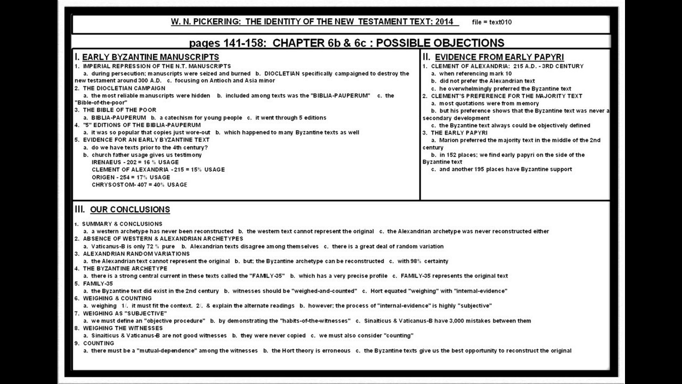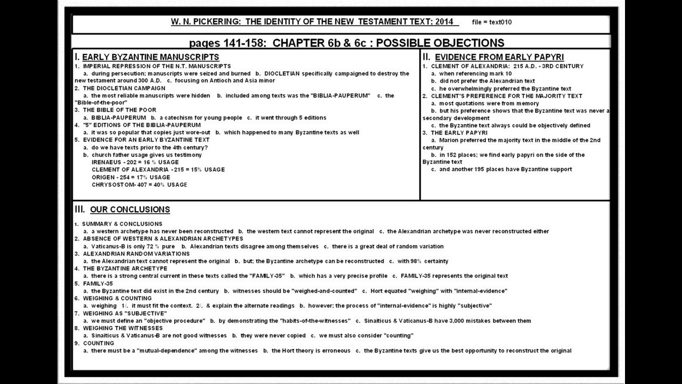The Diocletian campaign: the most reliable manuscripts were hidden. Included among these texts was the Biblia Pauperum, or the Bible of the Poor. What was the Bible of the Poor? It was the Biblia Pauperum. It was a catechism for young people, and it went through 5 editions. It was so popular that copies just wore out, and that happened to many Byzantine texts as well.